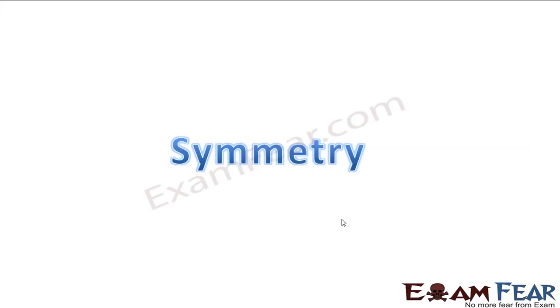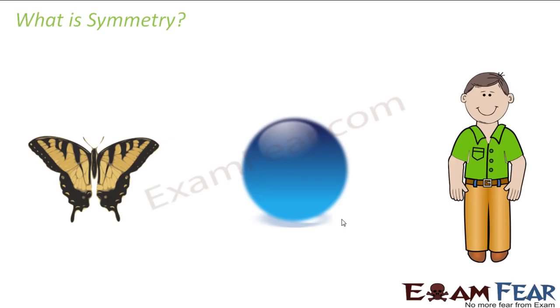So now the next basis of classification is symmetry. So let us see what is symmetry and how symmetry helps in classifying the Kingdom Animalia. So first let us try to understand what is symmetry. What do we mean by symmetry?